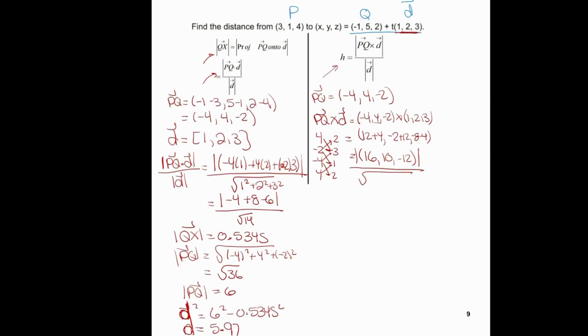Now I have to do it over the magnitude of our direction vector, so 1 squared plus 2 squared plus 3 squared. Don't forget, we also have to take the magnitude of the cross product. Same process: 16 squared plus 10 squared plus negative 12 squared, all over the root of 1 squared plus 2 squared plus 3 squared, which we already know is 14 because we did it over here. That gives us the root of 500 over the root of 14. And guess what? That also equals 5.97.